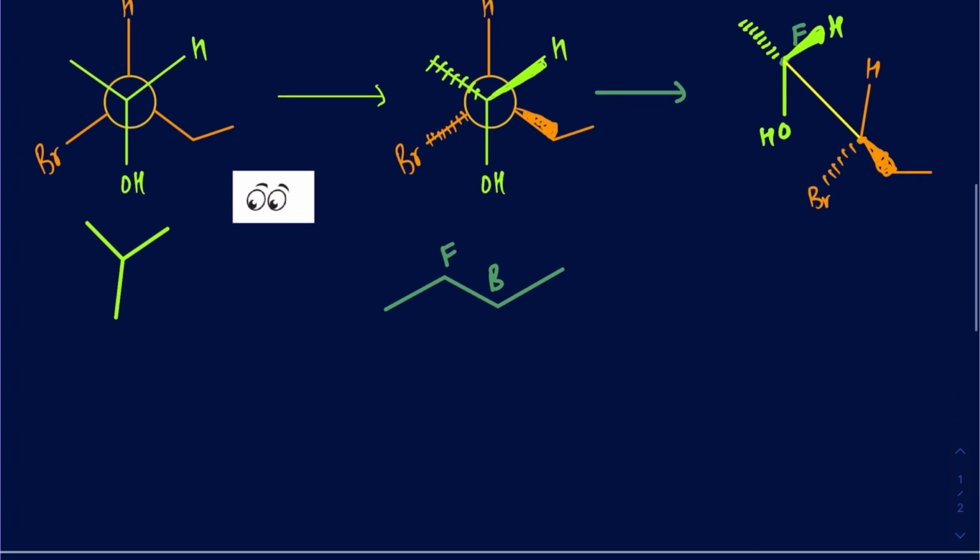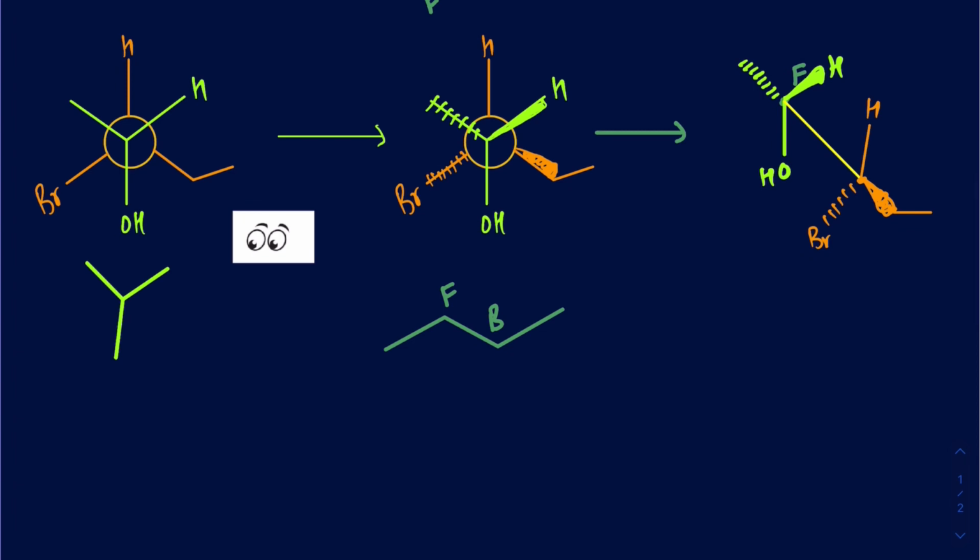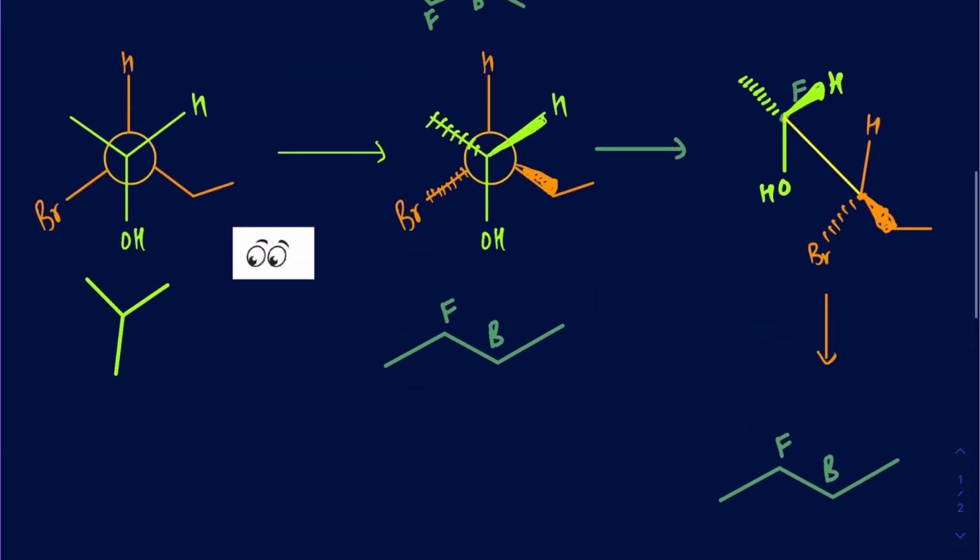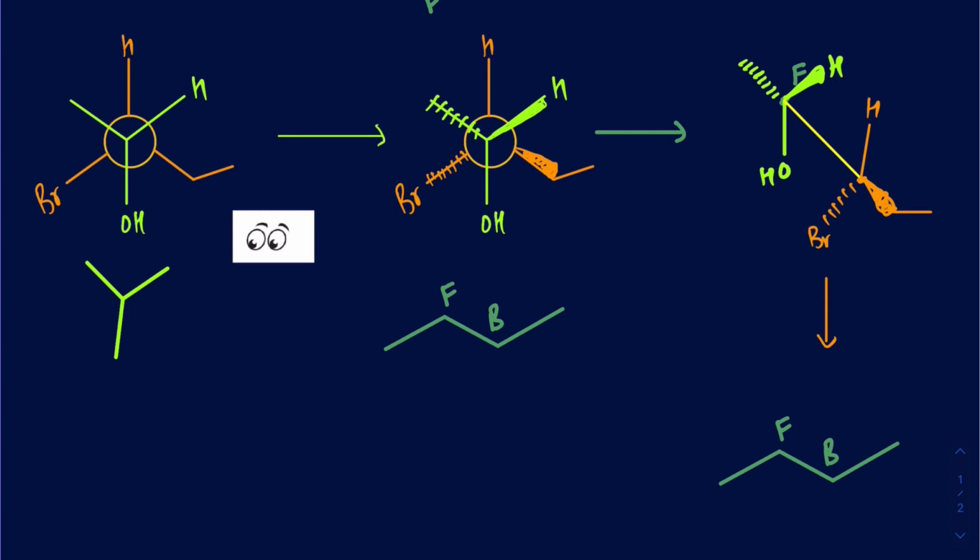Okay, so that was your Sawhorse projection. It's usually easier to draw it that way and then eventually draw it in a more presentable way. So obviously we're still going to be using this as our skeleton form. So maybe I can just copy that down here. So on your front carbon, the OH is going to be right here.